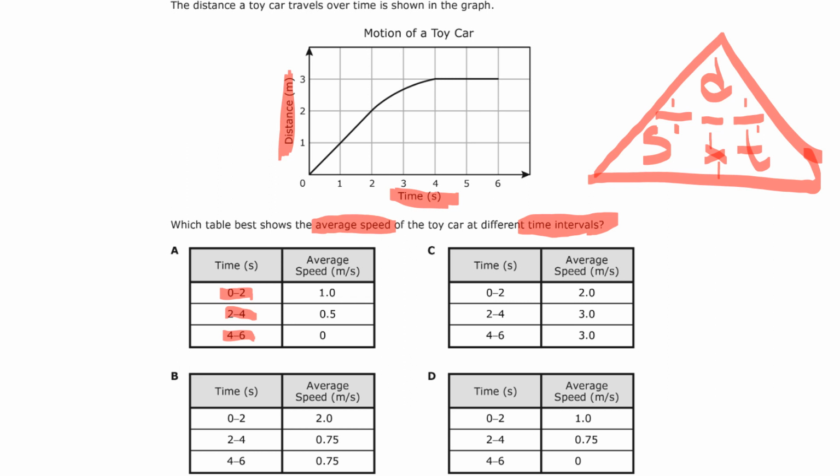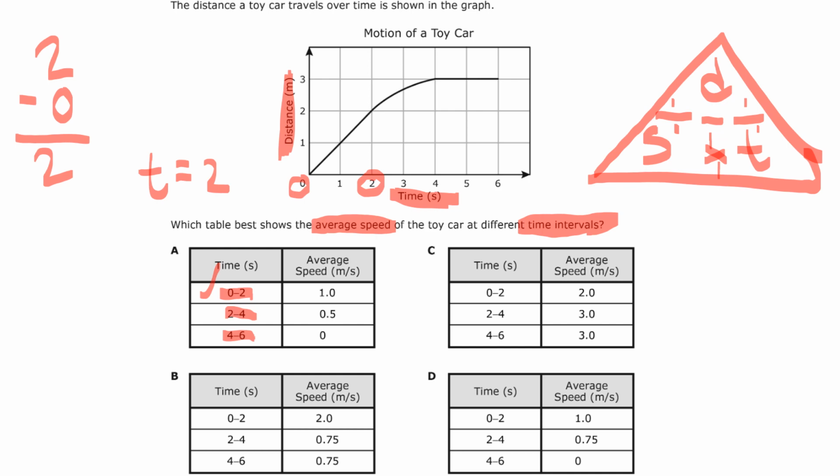So they want to know what is the average speed for 0 to 2. So that means we have to go from 0 to 2. So what is the time? Well, 2 minus 0, beginning and ending. So t equals 2. Okay?